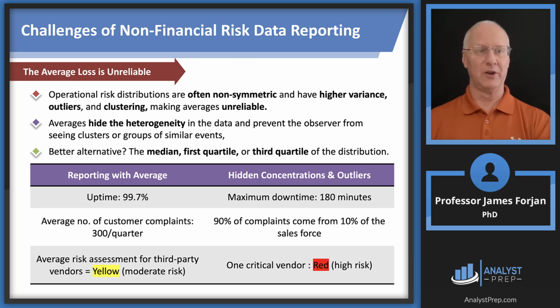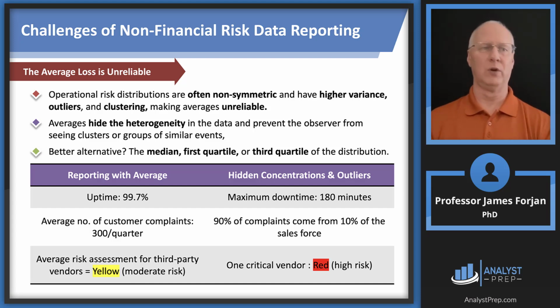Now, this is what I was saying earlier here. When we compute these operational losses, the average is unreliable because of non-symmetry, higher variance, outliers, clustering. All right, so what's the better alternative? Look down at the third diamond point. Let's take a look at the median. Let's take a look at the first quartile. Let's take a look at the third quartile of the distribution.